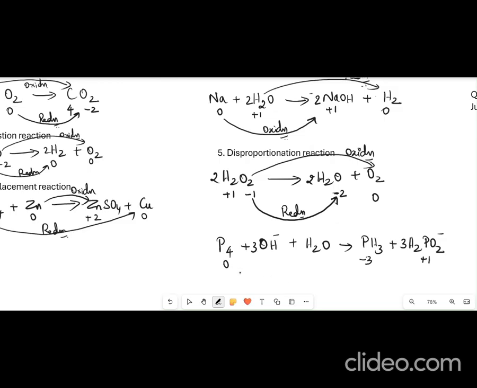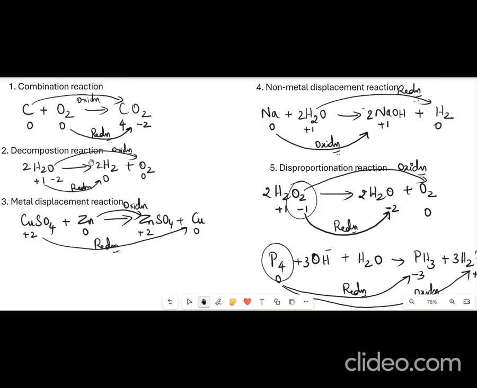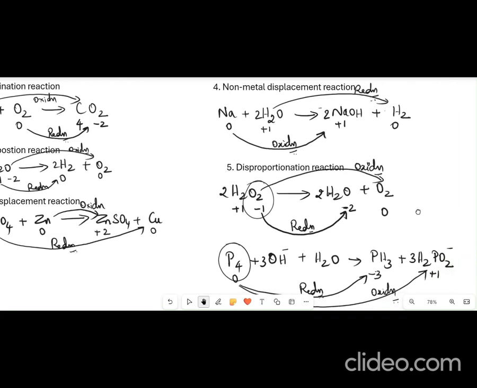So here what has happened to phosphorus? From 0 to -3, it has undergone reduction. And here if you observe from 0 to +1, so here it is being oxidized. Oxidation has taken place. See, the same element phosphorus is being reduced and oxidized. Here the same element oxygen is being reduced and oxidized. Such reactions are called disproportionation reactions. So these are all the different types of redox reactions: combination, decomposition, metal displacement, non-metal displacement, and disproportionation reactions.